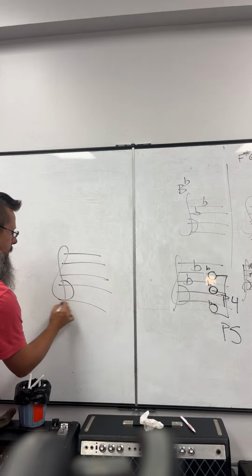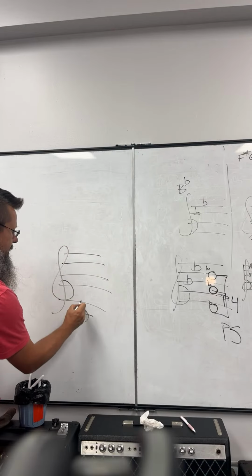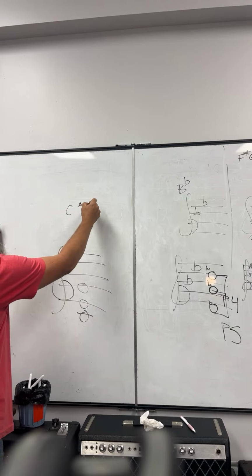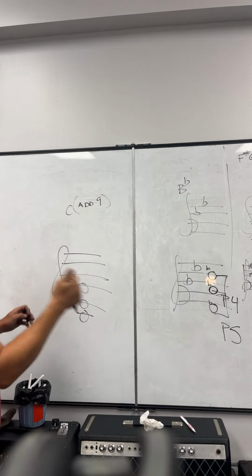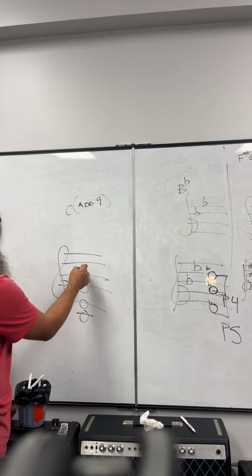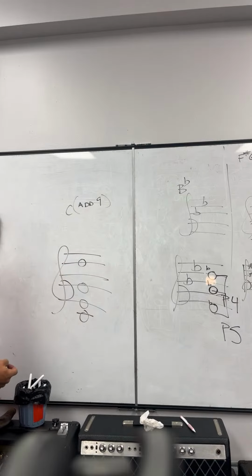C major, no sharps and flats. Here's a C, E, G. If I wanted to make a C add 9, I would just put the 9th. C, D. I can either put it there or put it up here. It doesn't matter where I put it. That is a C add 9.